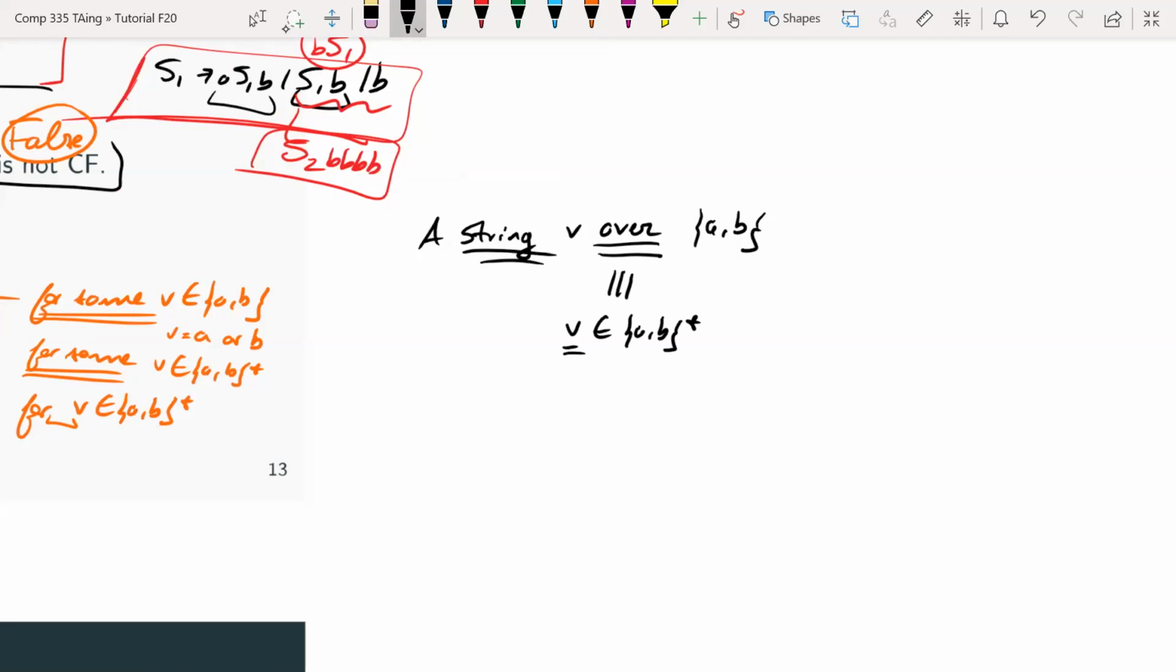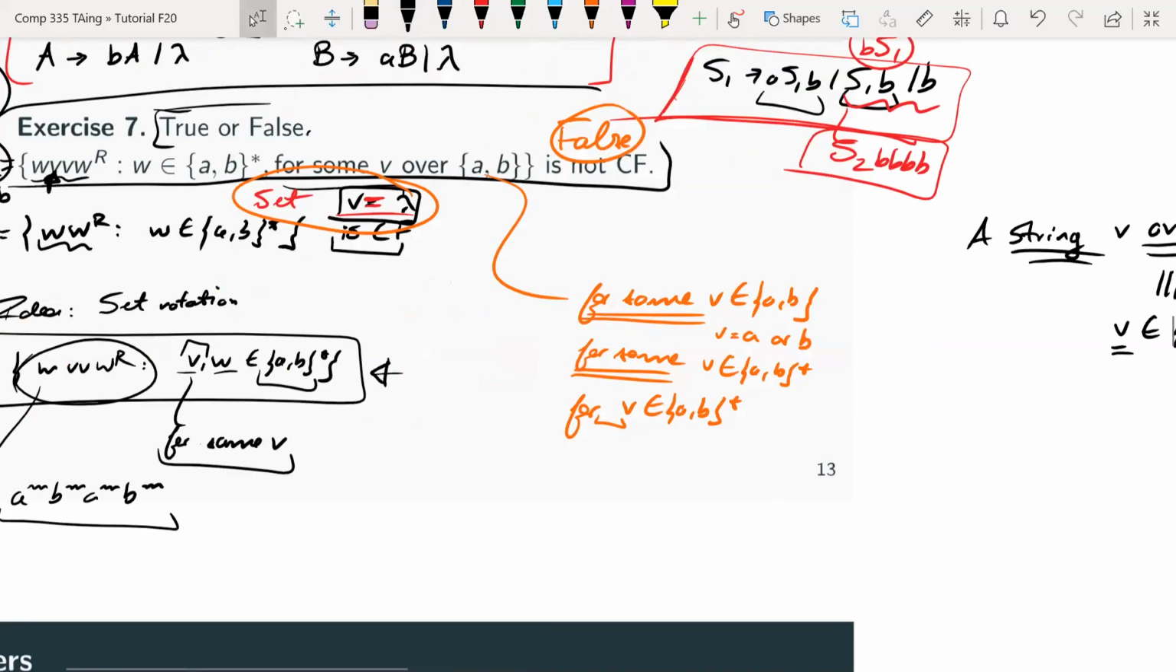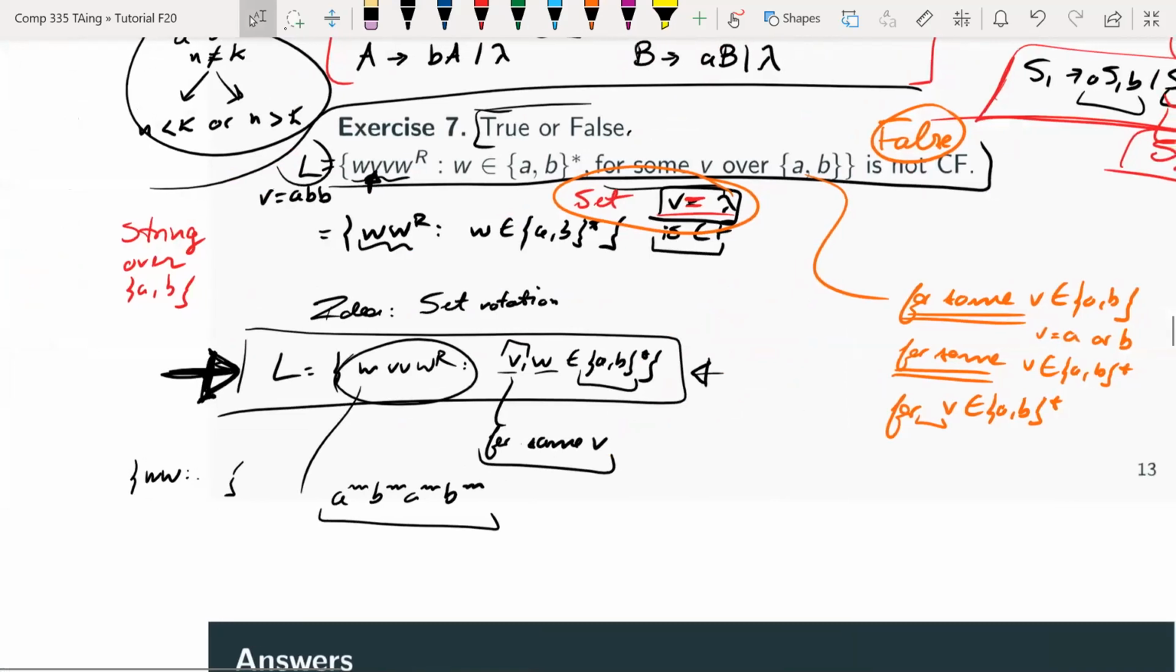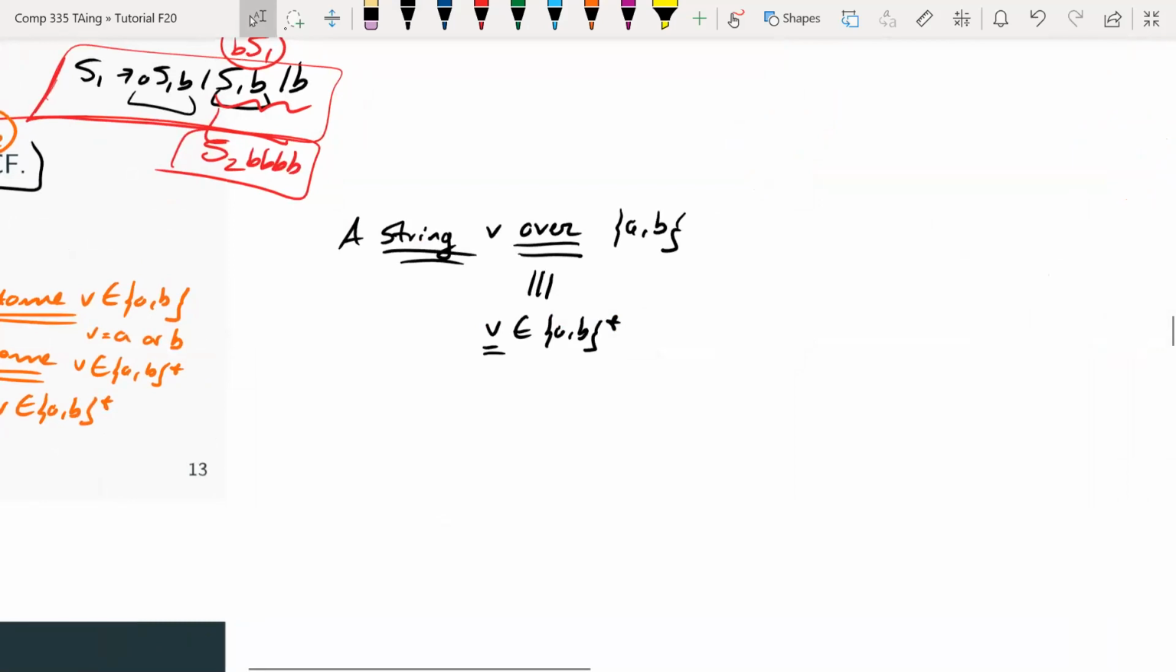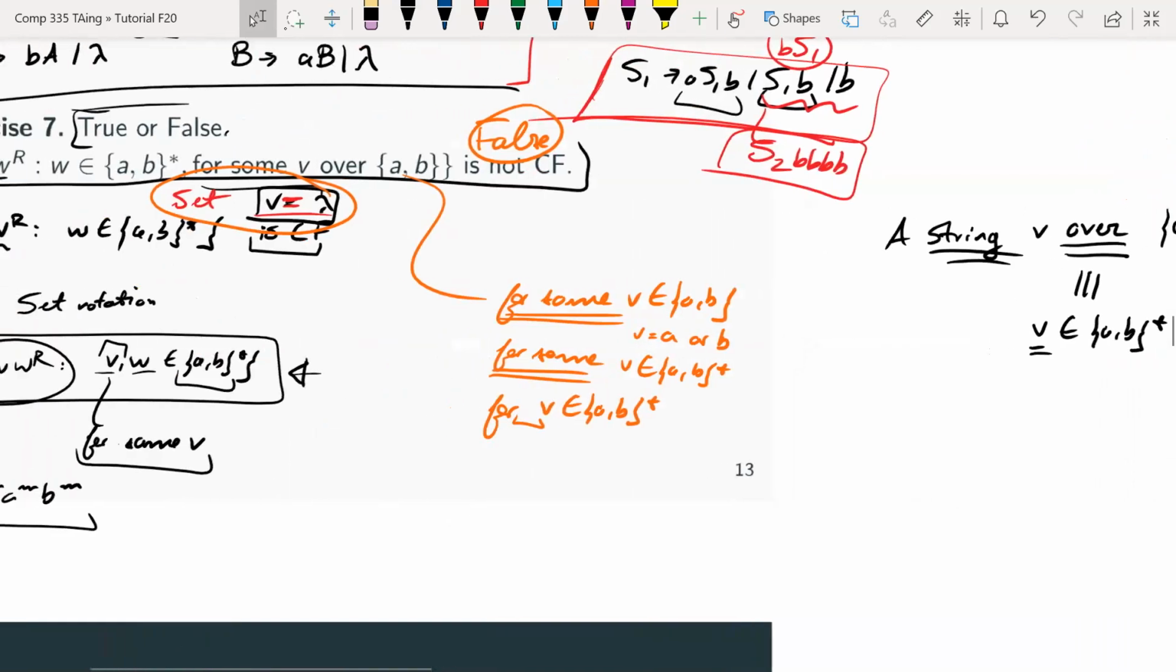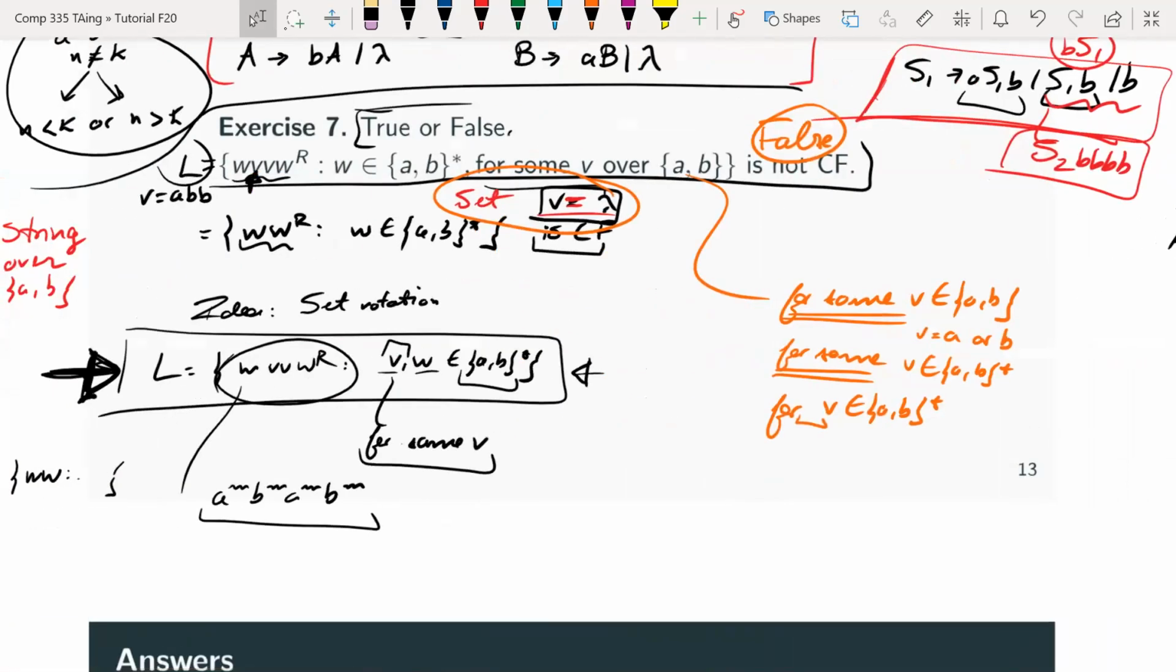What about what you explained with VV? Again, I'm setting V to a particular value because it says for some. Don't make your life more difficult, right? If you can set V to be something very easy, that allows you to show that the language is context free. If it's context free for some V, then you've shown the statement. So that's why you don't pick V equal to W.